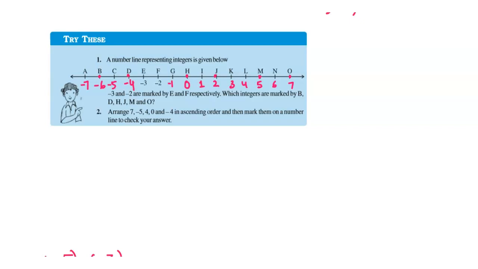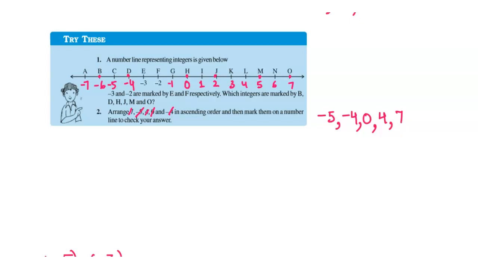Let's go to the next question, where we have to arrange 7, negative 5, 4, 0 and negative 4 in ascending order. Which is the smallest one of these? It is negative 5, so we put negative 5 here. Then we have negative 4, then 0, then 4 and then 7.